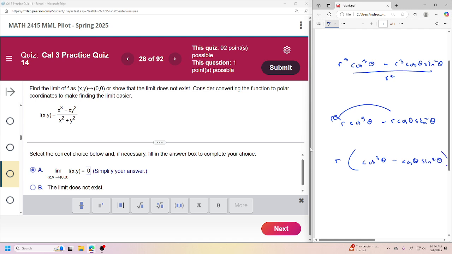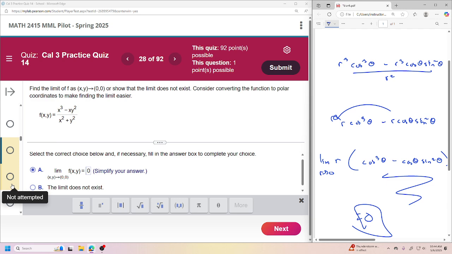You're putting the limit as r goes to 0 on this whole thing. So 0 times whatever is equal to 0. So there you go. We're good. It is totally overthinking, but this is in line with all the other limit ones, and that is a very simple problem along with all the other ones. Cool? Moving on.